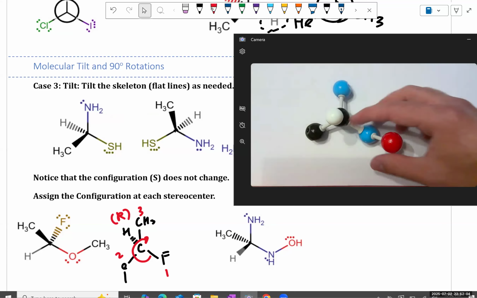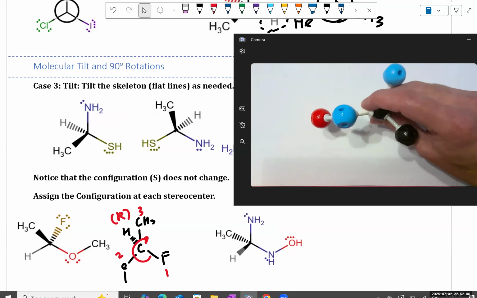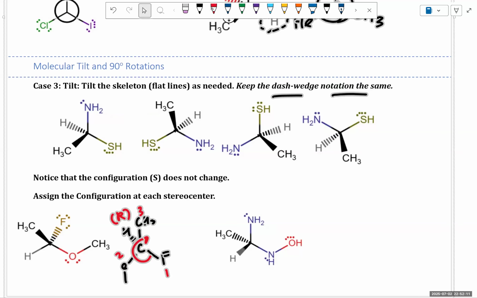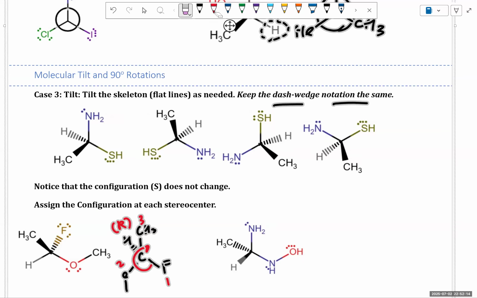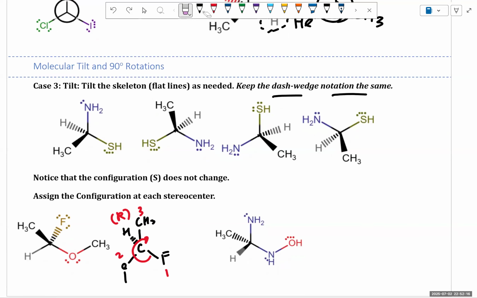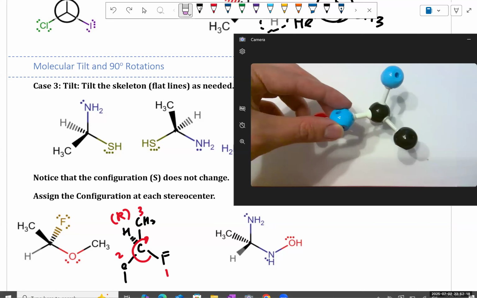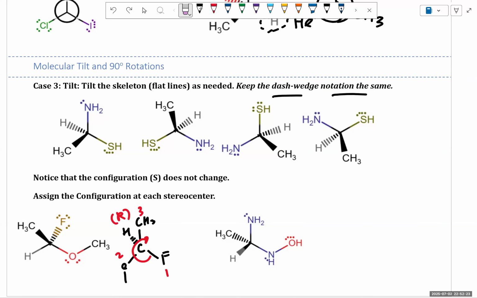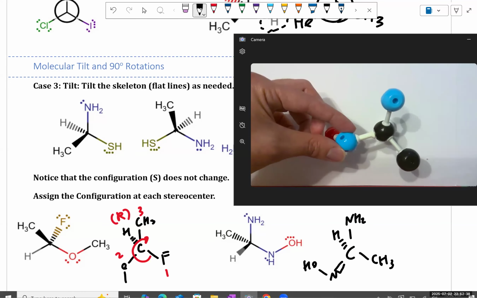Now what we're going to do is rotate this molecule so that the lowest priority group, which is hydrogen, is in the back. And now we're just going to draw what we see. So the nitrogen's up top, the methyl group's on the right, hydroxylamine's on the left. Just to check, as you can see, everything matches.